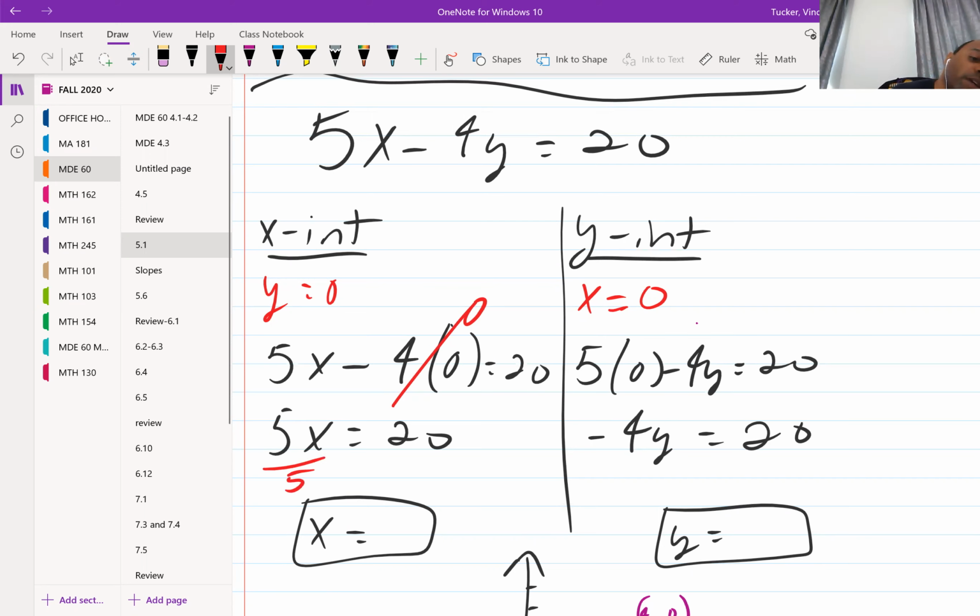Then from there, divide both sides by 5. 5's cancel, and that's 4. x equal to 4. Ordered pair is 4, 0.